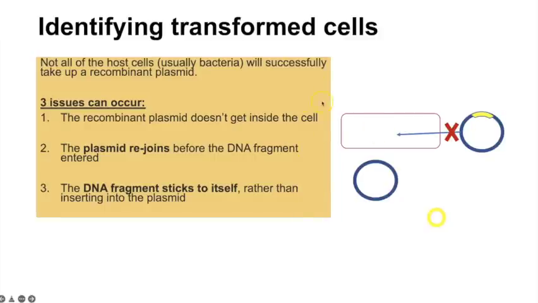Now there's three issues that might have happened, which is why we have to check that we do have transformed cells that contain the recombinant plasmid.